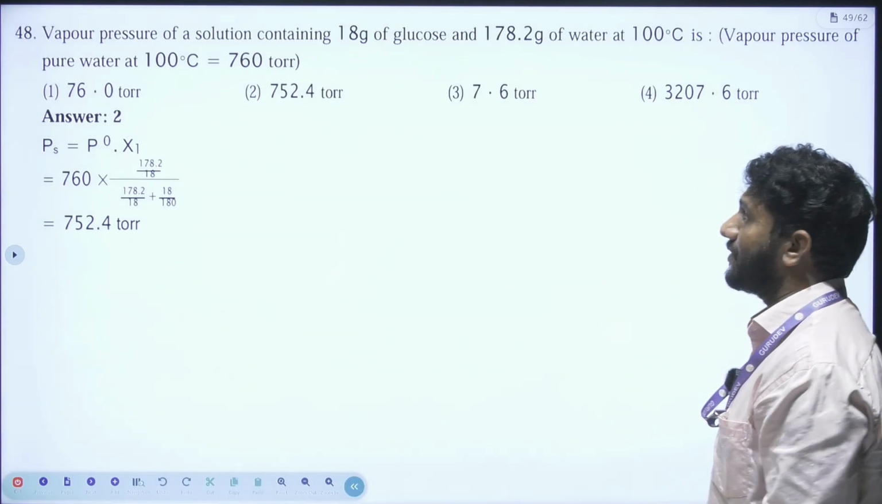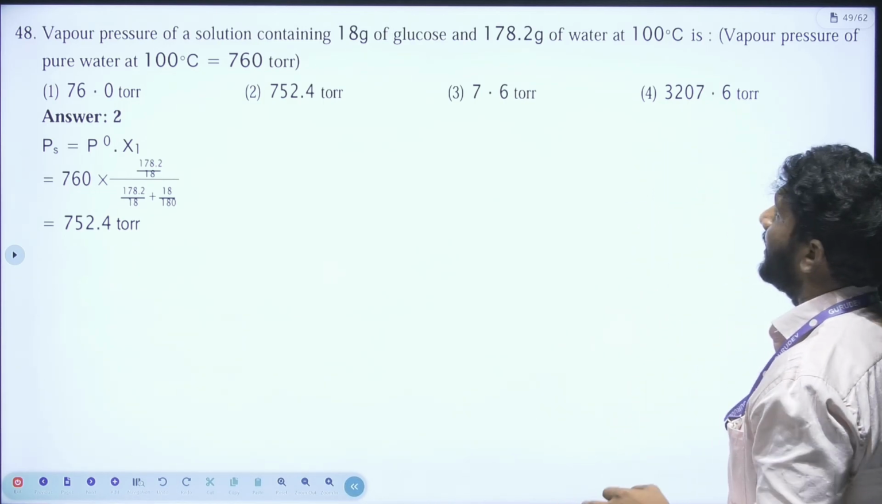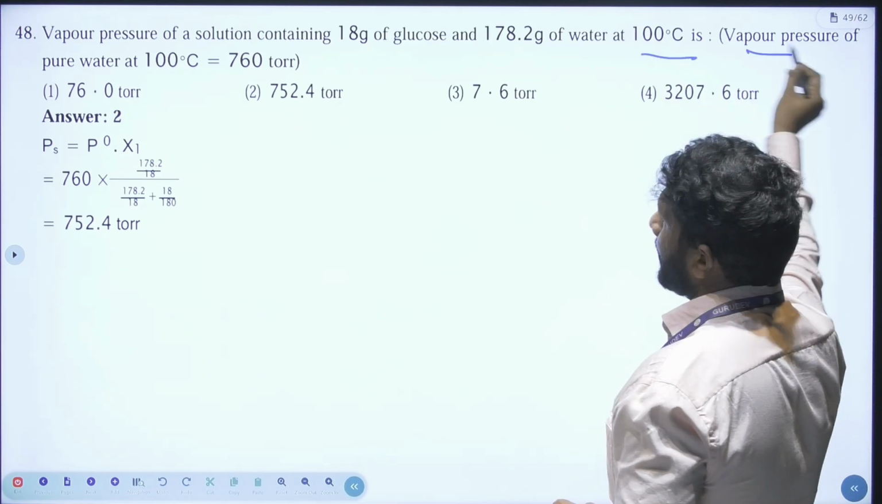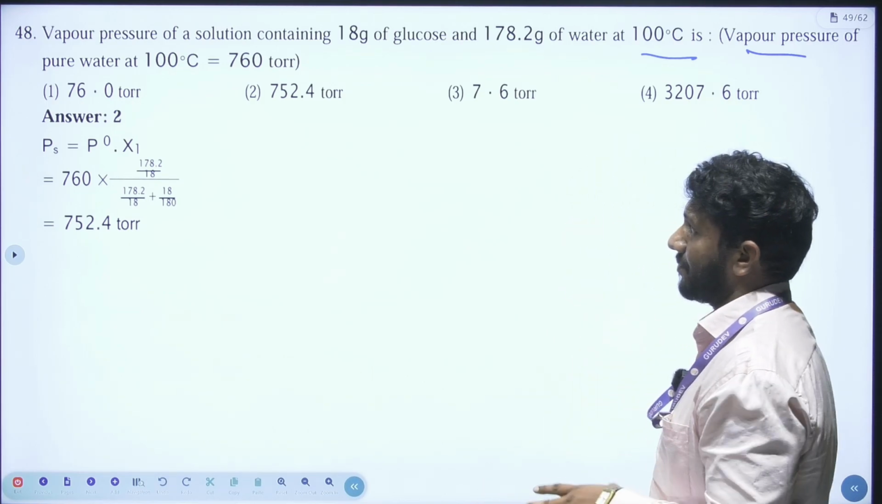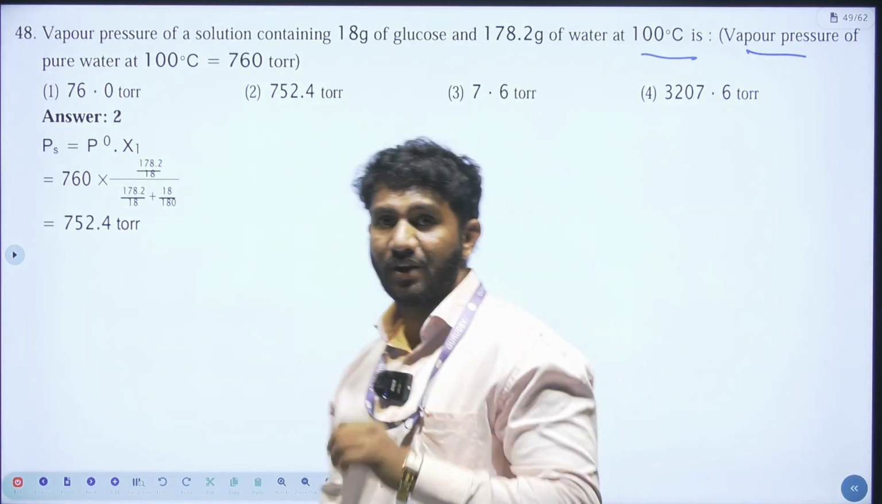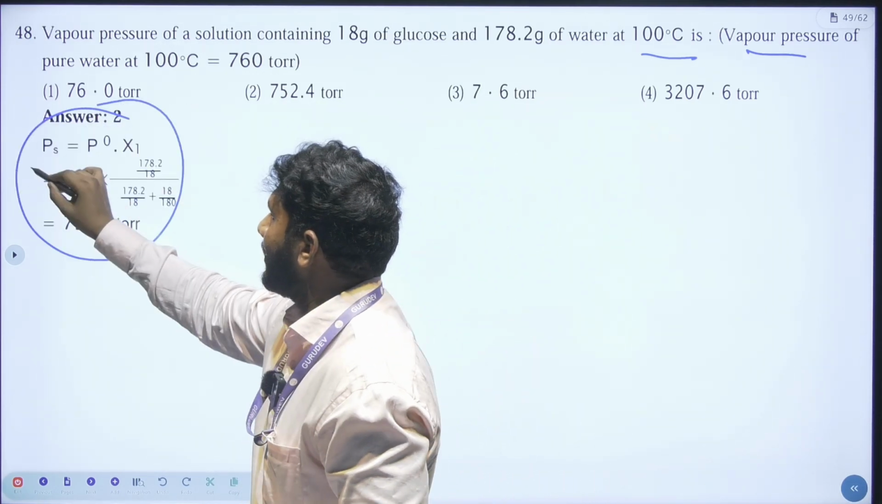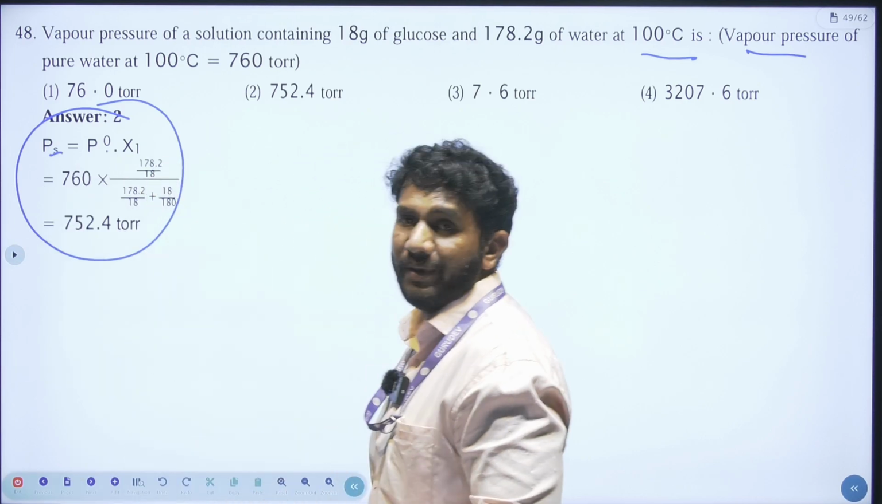The vapor pressure of solution containing 18 gram of glucose and 178.2 gram of water at 100 degrees Celsius. The vapor pressure of pure water is given at 100 degrees Celsius 760 torr. Okay, so this question is from solution topic. So here we have the formula. The vapor pressure of solution is equal to P naught into X means mole fraction.